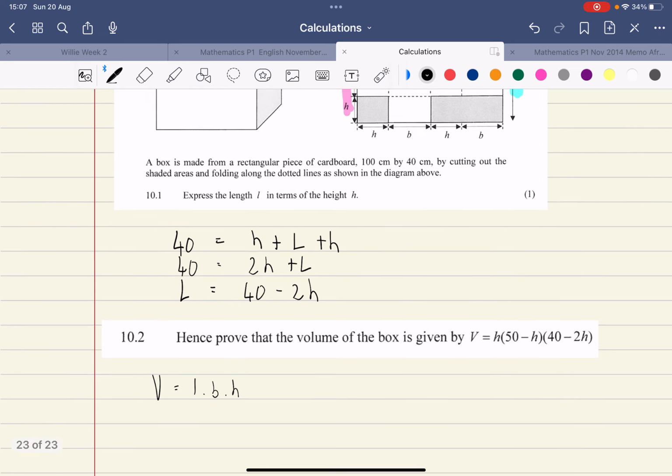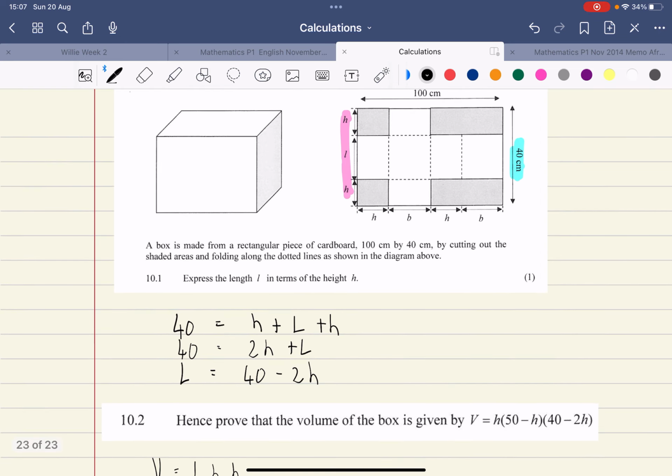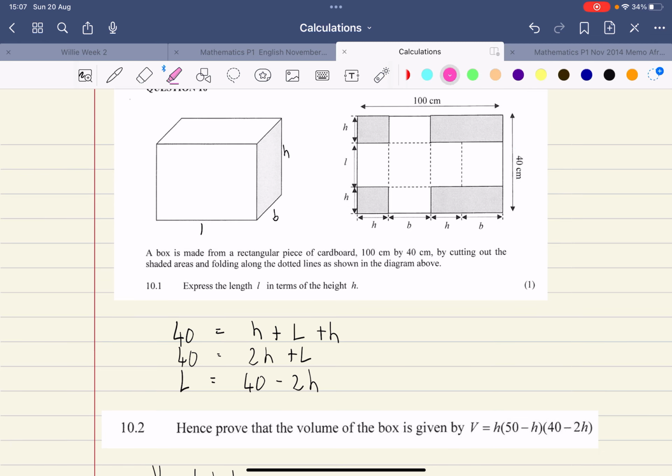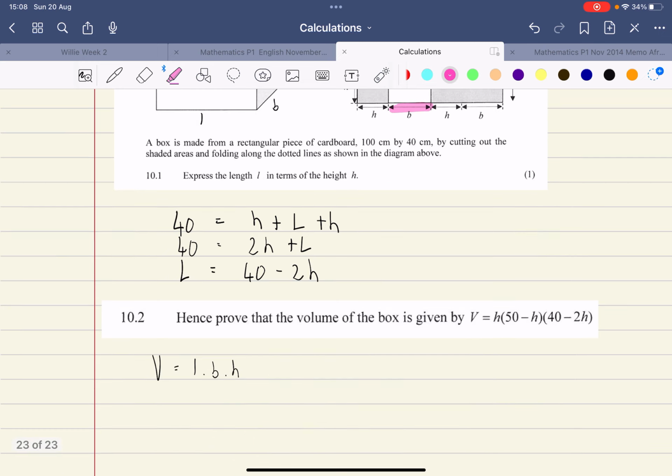So you'll notice that in our sketch, we could call this the length, this the breadth, and this the height. So we need expressions for this part of the box, this part of the box, and this part of the box, because that would be its height. So now how are we going to do that? Well, first, we must notice that in the answer they have given, it's all in terms of H.